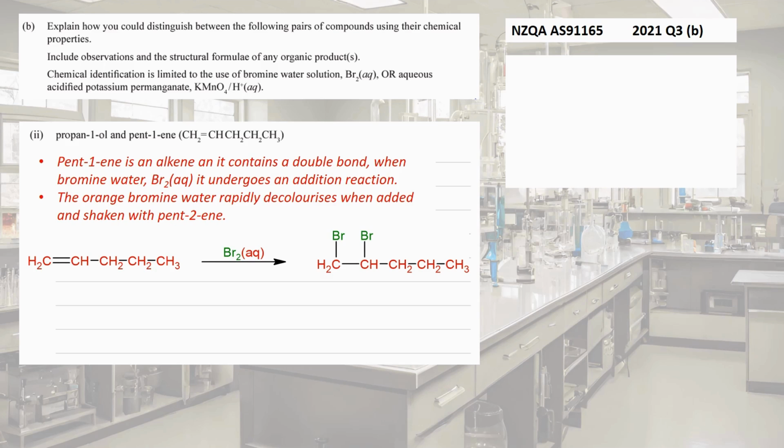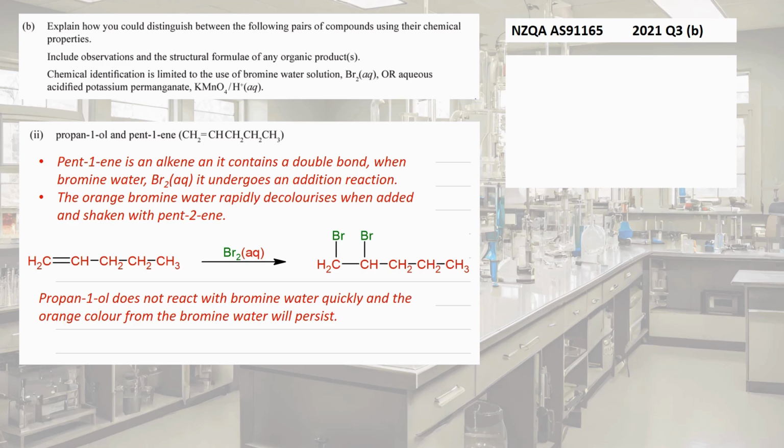Addition reaction. The other thing that we might say here is propane-1-ol does not react with bromine water quickly, as the orange color from bromine water will persist, or it stays orange.